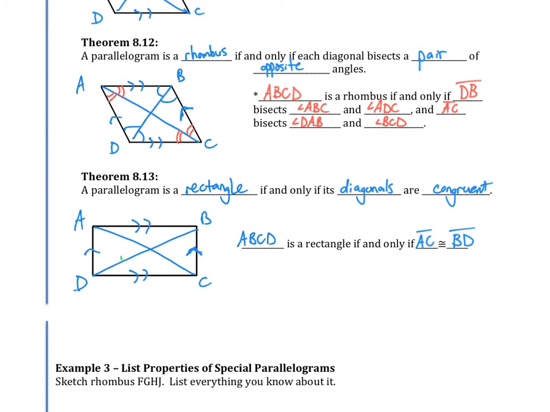And that would look like this. All 4 parts of those diagonals would have to be congruent because they're equal to each other. So that means each part would have to be the same because they also must bisect each other because it's a parallelogram.